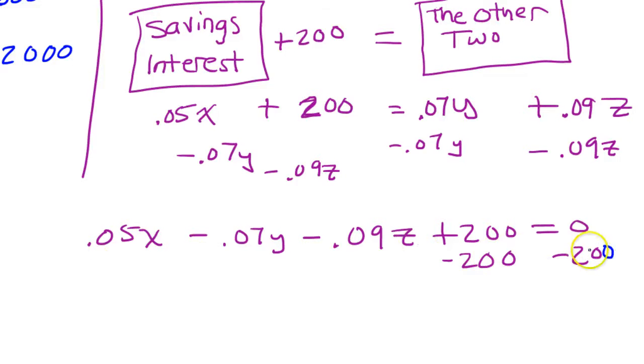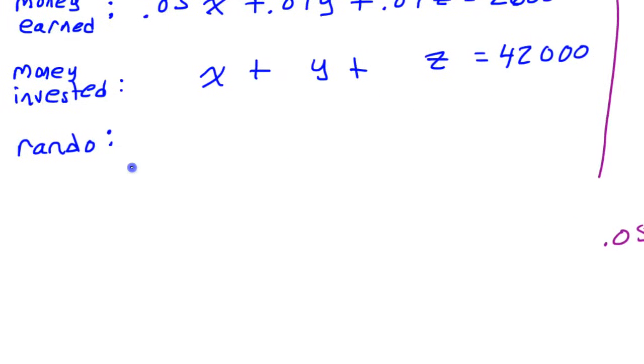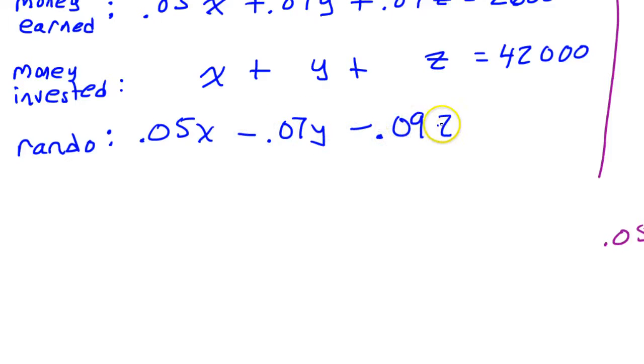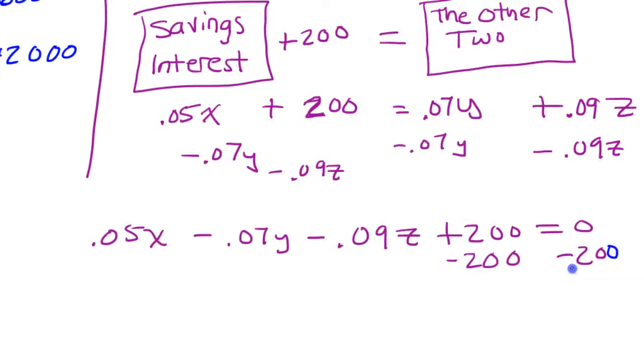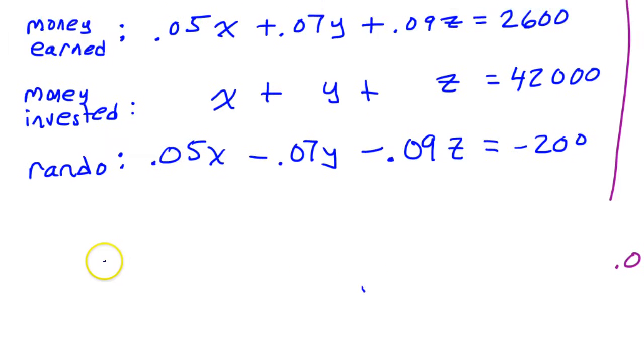Now I'm going to go ahead and write the final equation in its proper place. So 0.05x minus 0.07y minus 0.09z is equal to, and this is going to be negative 200. So now we can go ahead and build our matrix equation.